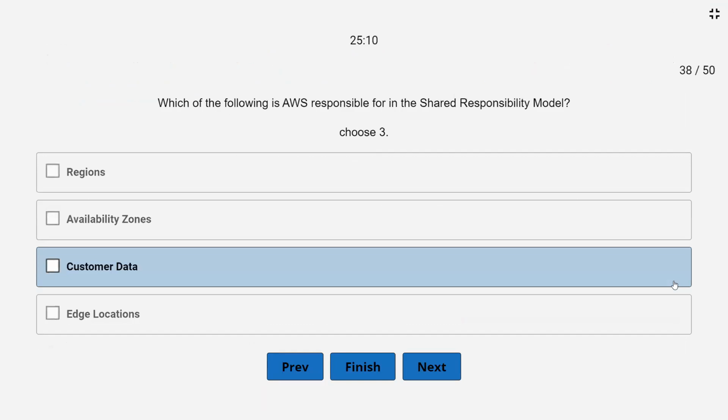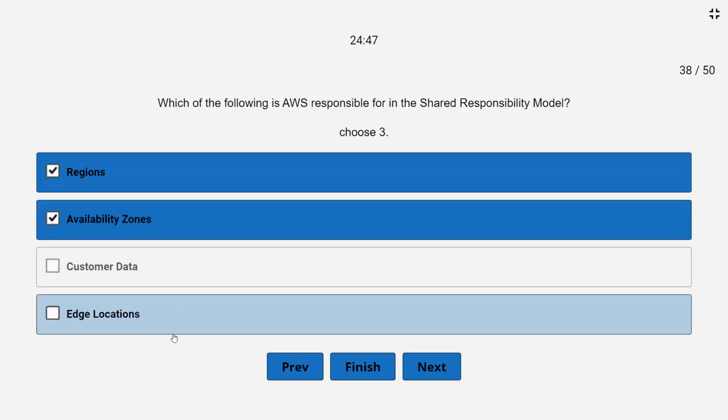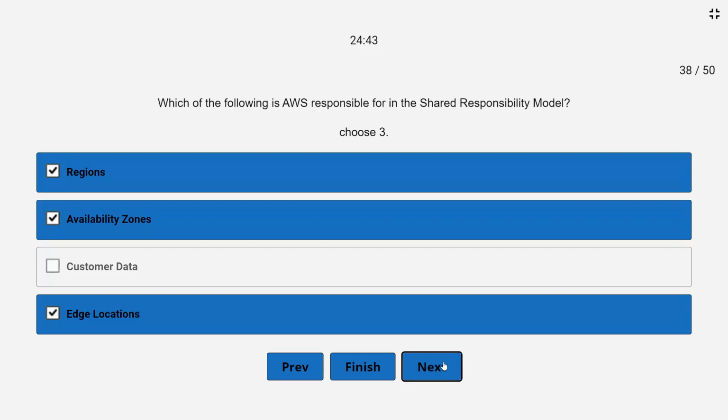Which of the following is AWS responsible for in the shared responsibility model? Choose the answer. Regions, availability zones, customer data, edge locations. Yes, so a big deal. Let's see the answer.